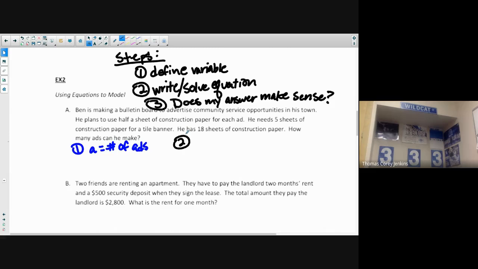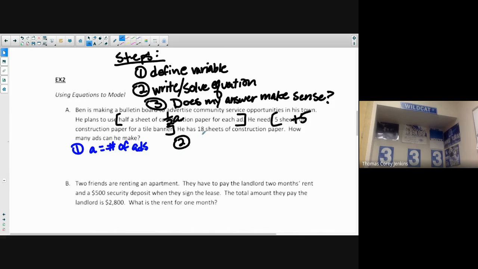So I'm doing the first part of step 2 here, which is to write the equation. One of the things we need to take note of is that he needs half a sheet of paper per each ad. So half of an A per each ad, right? How can I write that? I would just write half times A. And then he also needs 5 sheets for a title banner. We're assuming that's a one-time thing, so that would just be a constant, plus 5. All right, and then what's 18? That's what we're going to set our equation equal to.